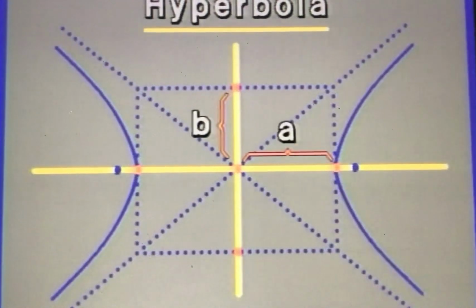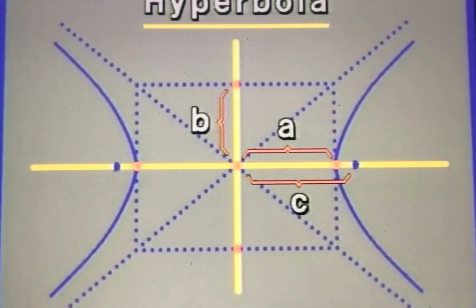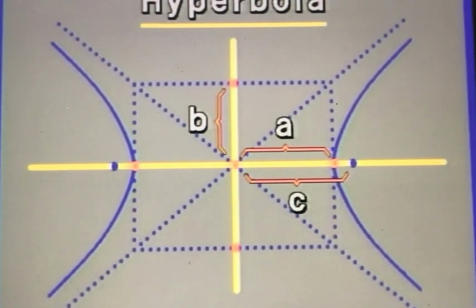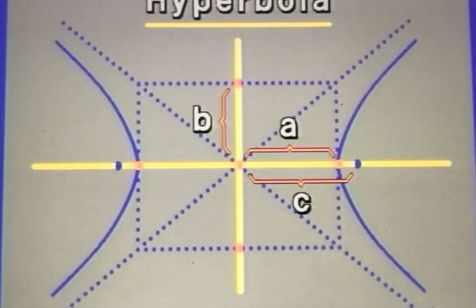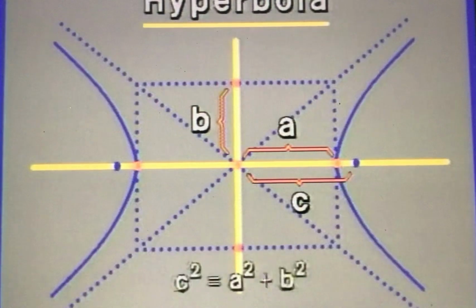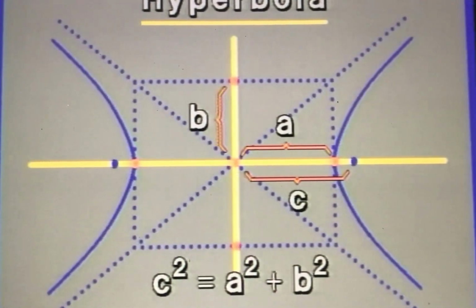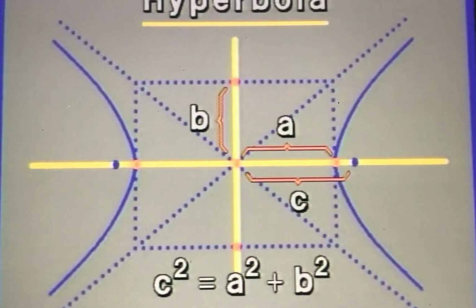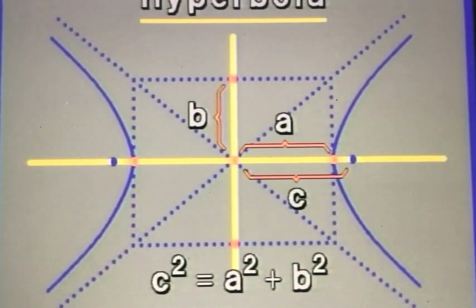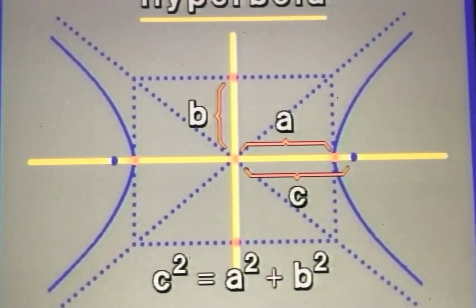Now, the distance to the focus points can be calculated here, very similar to the way that we did with the ellipse. If we call the distance from center to the focus points C, then the relationship between A, B, and C is simply C squared is A squared plus B squared. Notice plus here instead of minus. And this relationship between A, B, and C is exactly the same as the Pythagorean relationship, so it's particularly easy to recall.